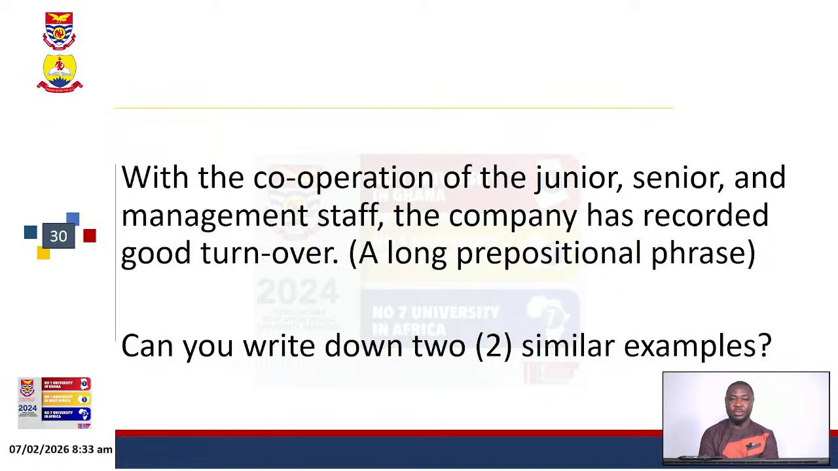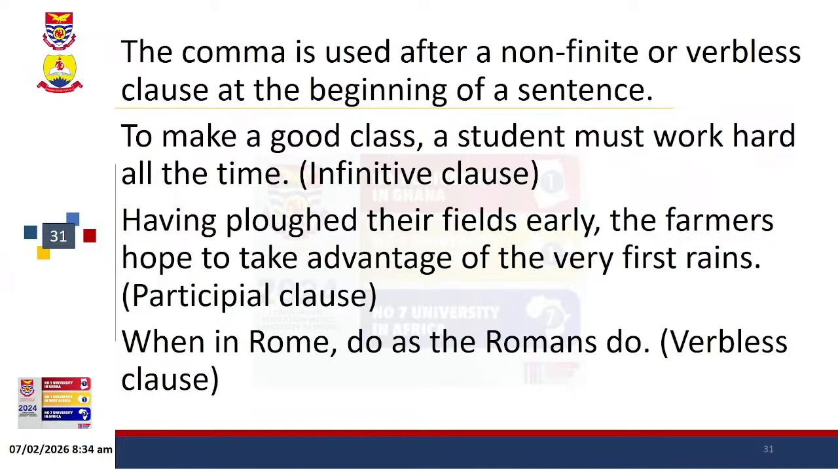Okay? Good. Can you write down two similar examples in which you apply the restoration of the comma in sentences that have adverbial subordinate clauses, and then in sentences that have long prepositional phrases? Good. Another use of the comma. The comma is used after a non-finite or verbless clause at the beginning of a sentence.